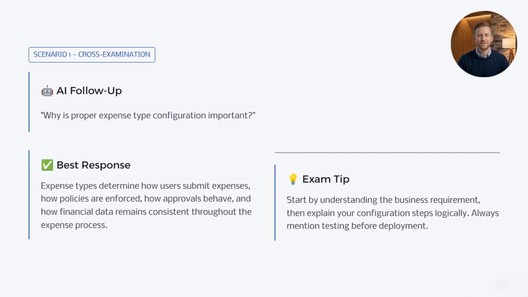AI cross-question. Why is proper expense type configuration important? Best response. Expense types determine how users submit expenses, how policies are enforced, how approvals behave, and how financial data remains consistent throughout the expense process. Exam tip. Start by understanding the business requirement, then explain your configuration steps logically. Always mention testing before deployment.